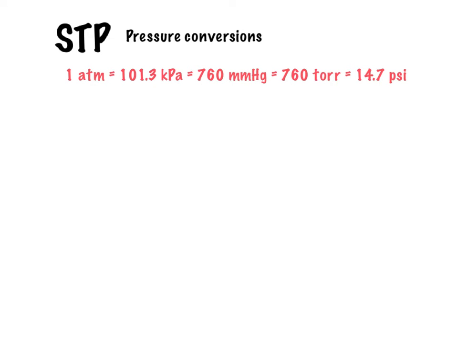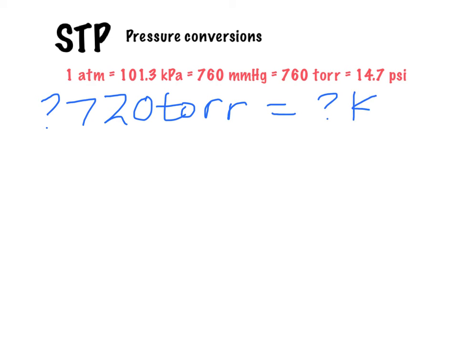STP pressures can be 1 atm, 101.3 kPa, 760 millimeters of mercury, 760 torr, or 14.7 psi. A lot of times the problems will give you a pressure, but you need to change it into a different unit. So these are all equal and you can use them in conversions. For instance, if you had a problem where you were given 720 torr and you needed to know it in kPa.